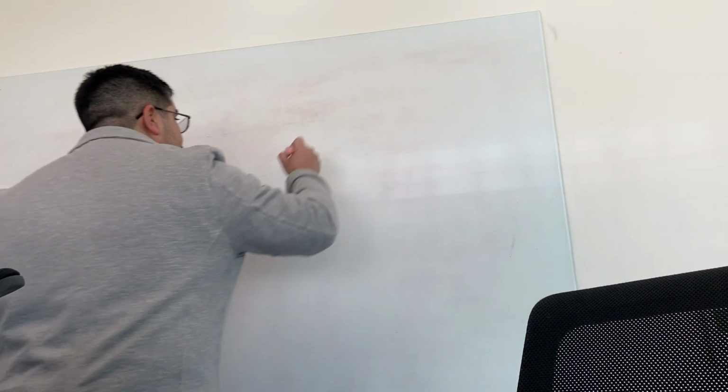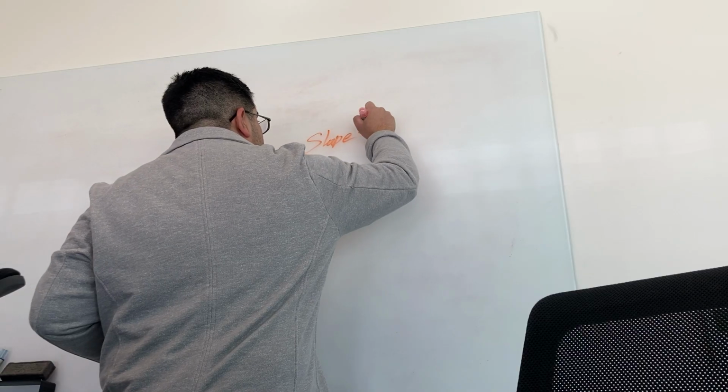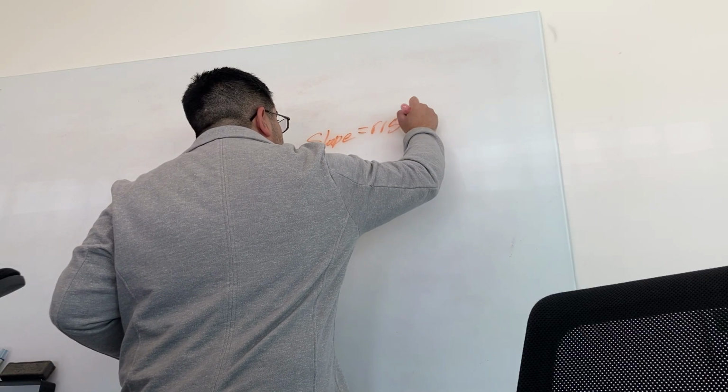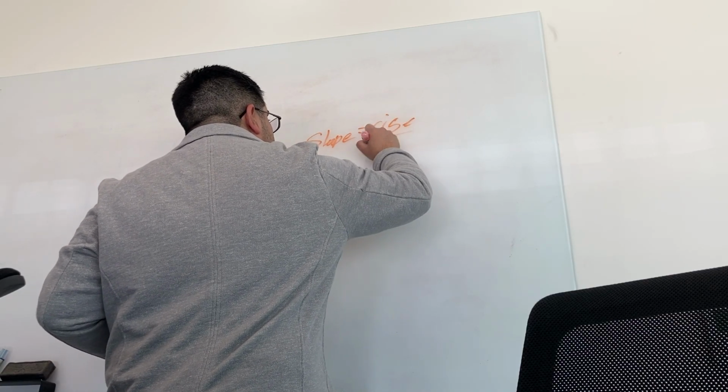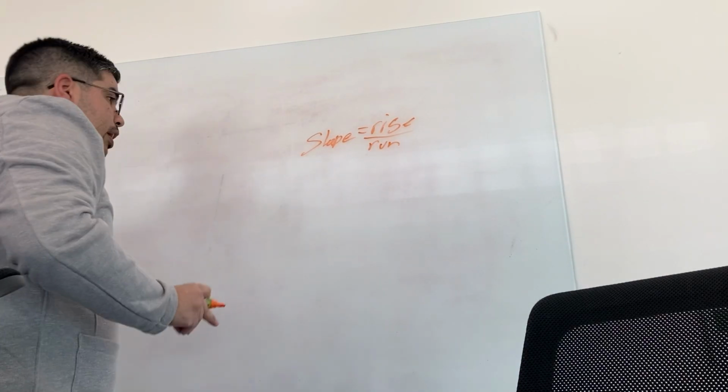Let's leave that slope thing. Slope equals rise over run. It wasn't disturbing anything. Let's just leave it up there. It's going to be important anyway.